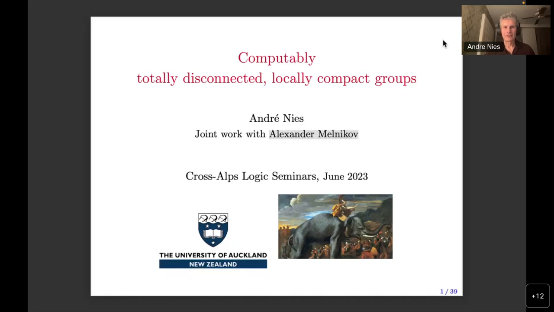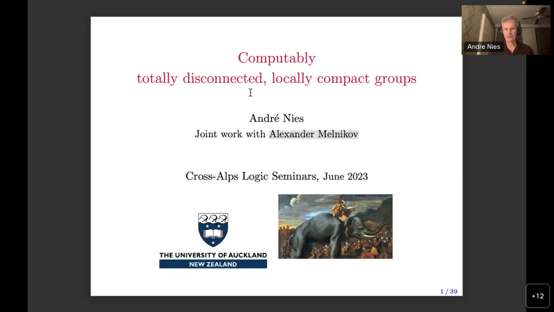I'm going to talk about the computable theory of a class of topological groups that has been studied a lot by mathematicians in the last 3 decades or so. And it's interesting that these mathematicians are actually quite interested in the algorithmic part of that theory. So I'm working with them to develop this.